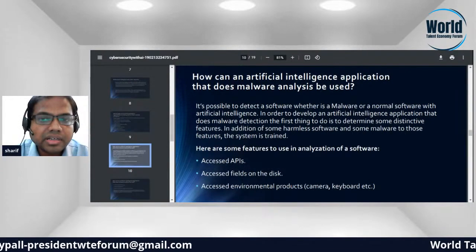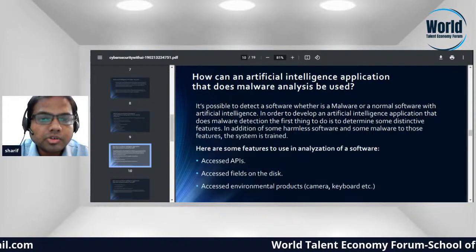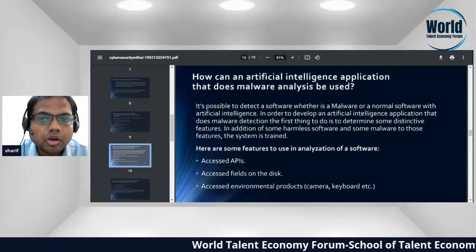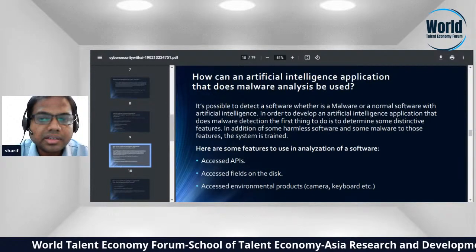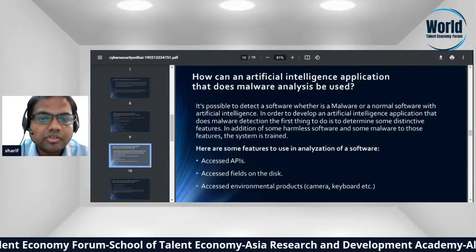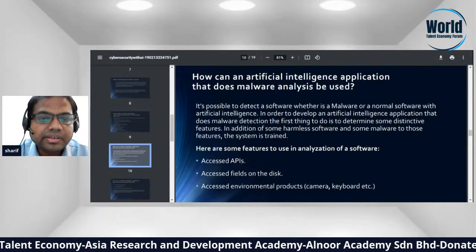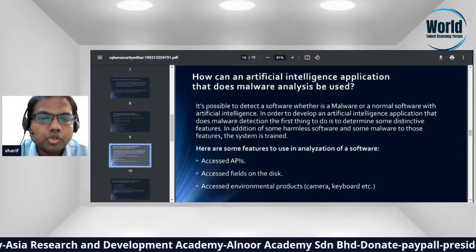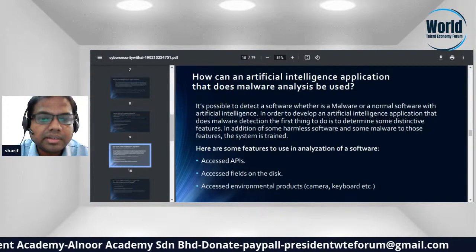How can an artificial intelligence application that does malware analysis be used? It's possible to detect whether a software is malware or normal software with artificial intelligence. In order to develop an artificial intelligence application that does malware detection, the first thing to do is to determine some distinctive features. With some harmless software and some malware described by those features, the system is trained.